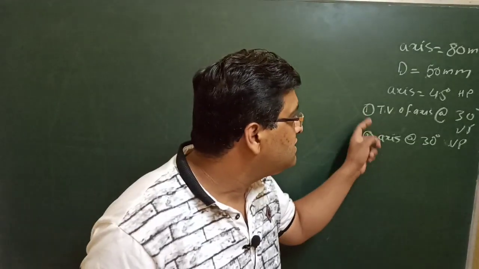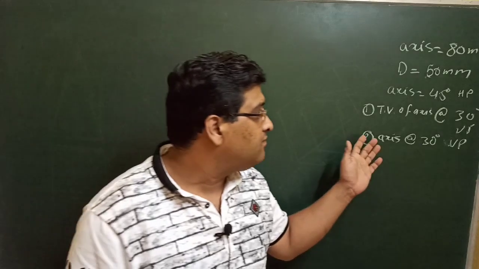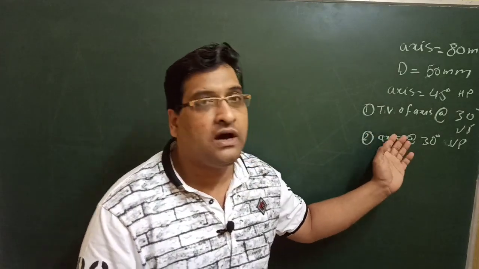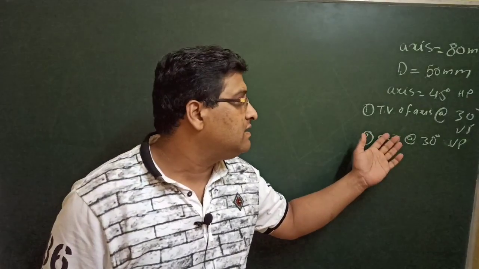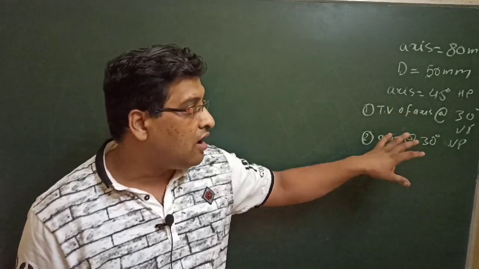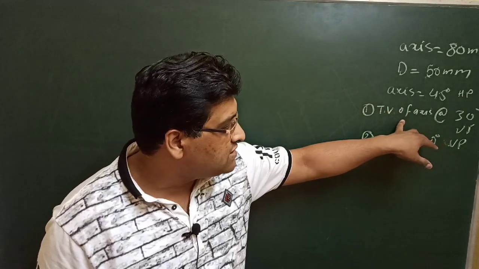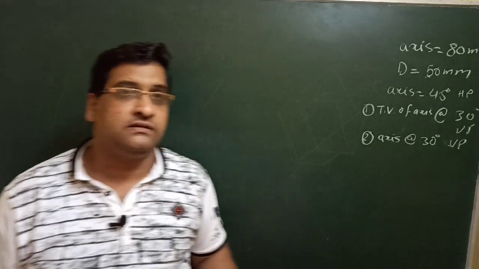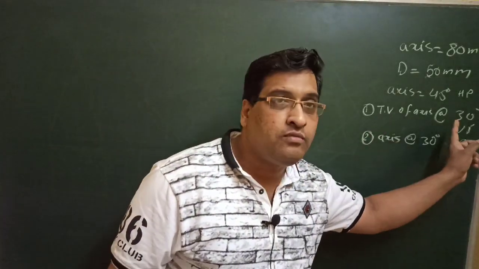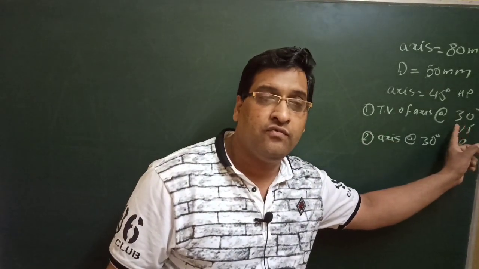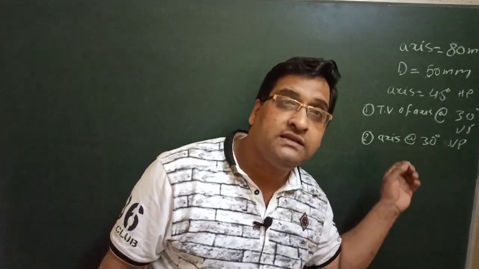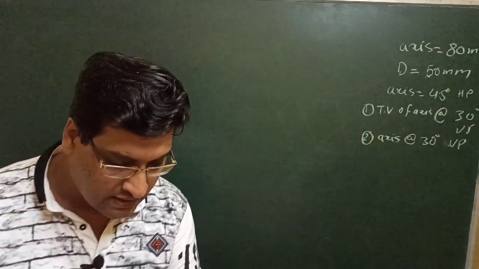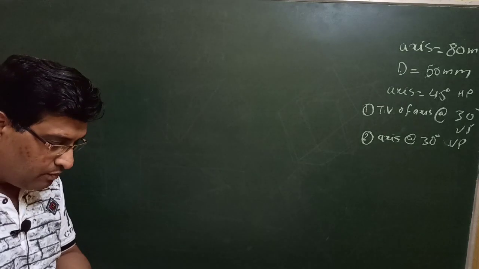There are two conditions here as far as the top view is concerned, and these two conditions are very different. We have to understand how to project for this condition and how to project for that condition. One is the top view of the axis making an angle of 30 degree with the VP. Second is the axis itself making an angle of 30 degree with the vertical plane.